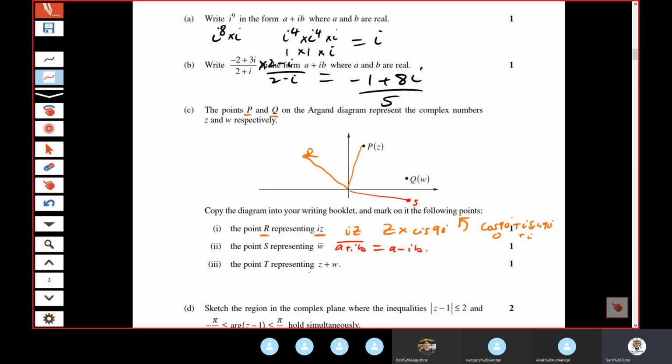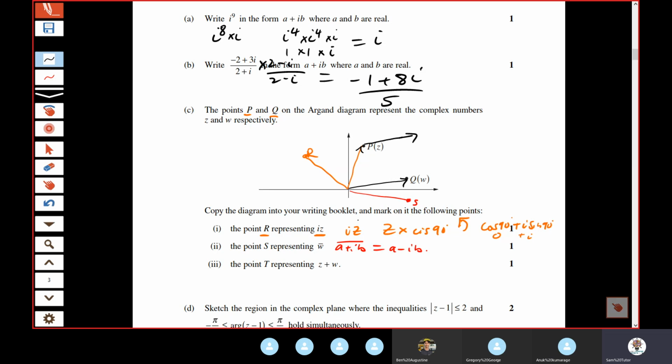All right, and then it says the point T representing z plus w. Does anybody remember what to do with z plus w? Again, part of vectors, maybe the physics kids. You guys should know it straight away, really. Z plus w. What's the golden rule? Do you add the vectors tail to tip? Yeah, that's the one.